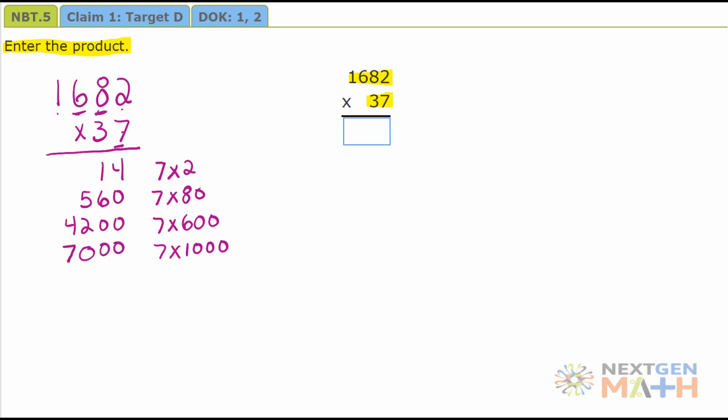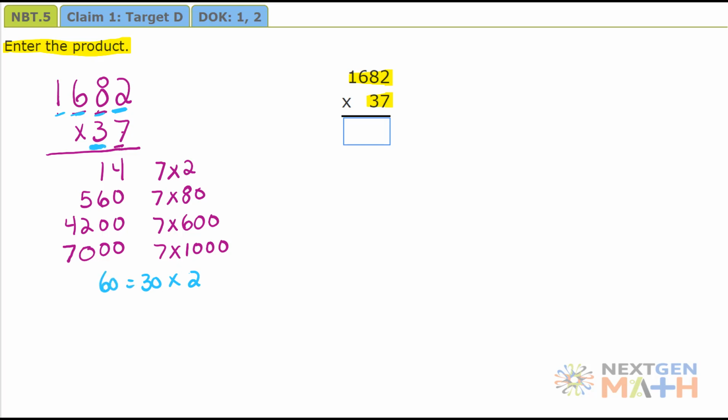Next, we're going to go ahead and focus on the tens digit. Of that 37, we're going to focus on 30. And so we're going to multiply 30 by each of these numbers up here. So on our first one, we're going to go 30 times 2. So 30 times 2, that is equal to 60.